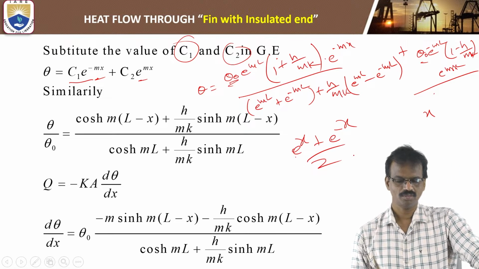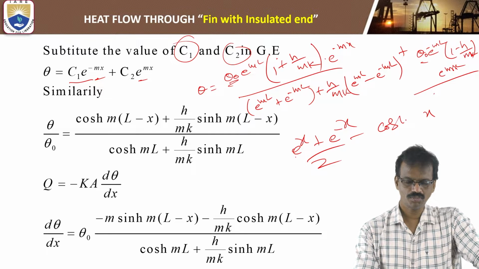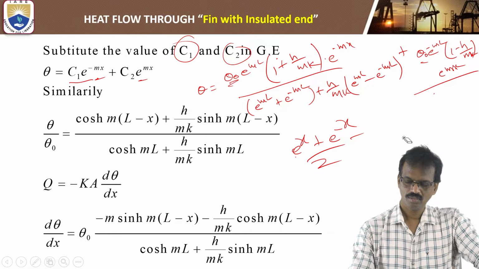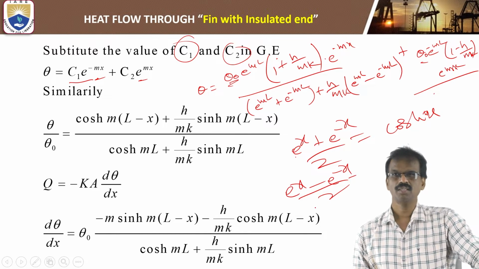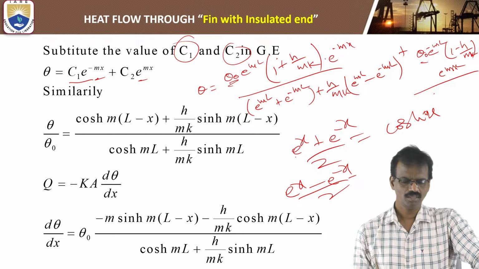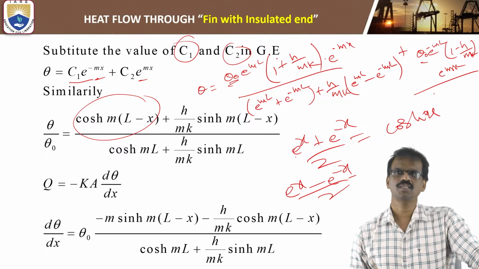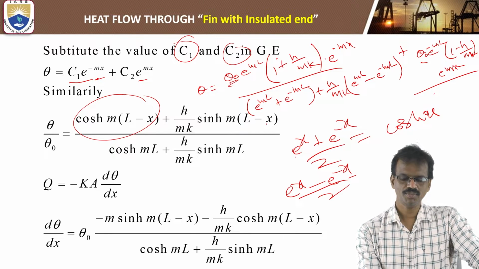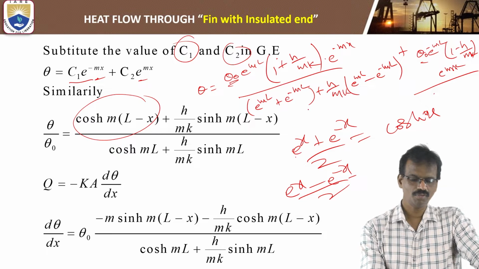That is cos h x. Okay, so e to the power of x minus e to the power of minus x by 2, that is sin h x. So apply this one, then we'll get this formula: cos h m into (l minus x) plus h by mk into sin h m into (l minus x), divided by cos h ml plus h by mk into sin h ml. So this is the formula, you got that one.